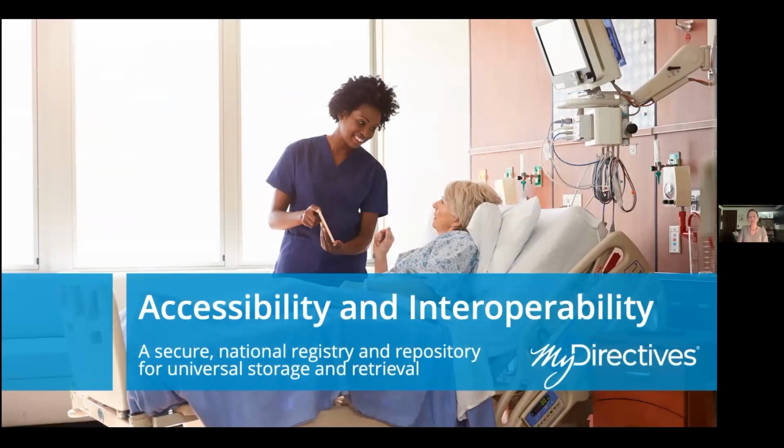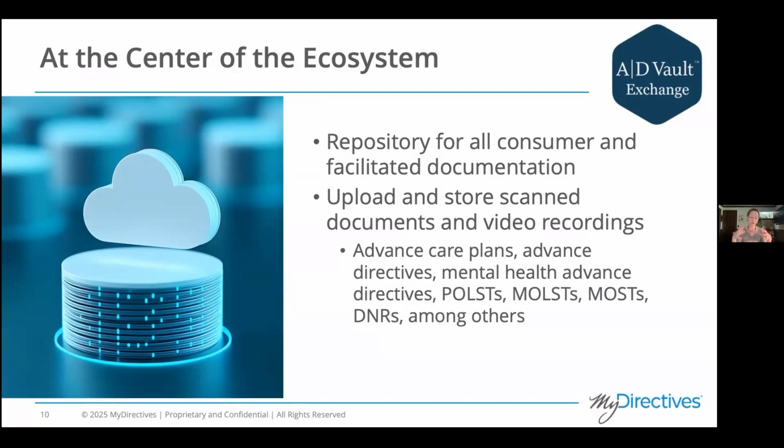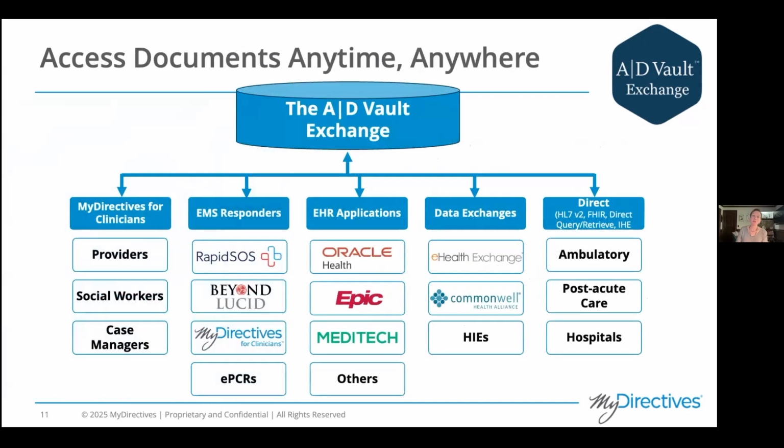So, talking about accessibility and interoperability, I've mentioned the AD Vault Exchange, and that's the hub of the whole wheel. And that's the part that we tether to national data exchanges, to HIEs, to make sure that our documents have a mechanism for getting back out to organizations, some of which have no relationship with us at all. And they don't even know they're getting documents from us. But that repository is designed for all of the documents that are created in our system, as well as videos. And we support advanced directives, mental health advanced directives, portable medical orders, DNRs, power of attorney, living will, we'll support it all.